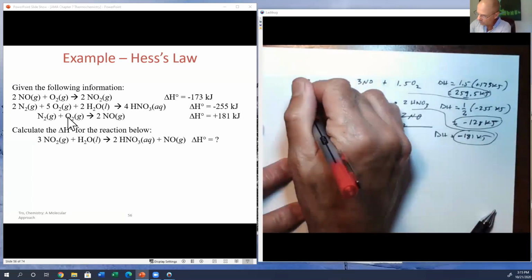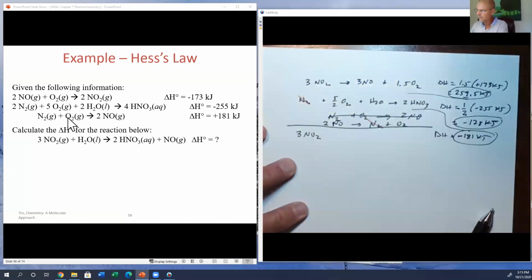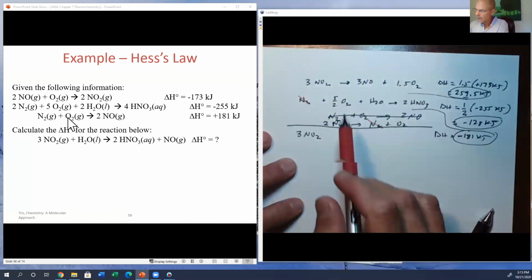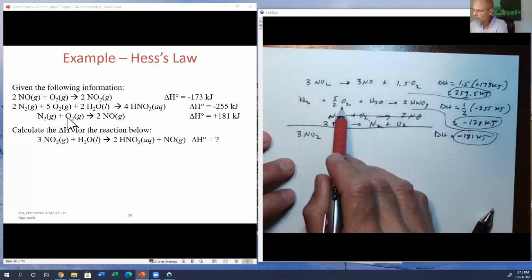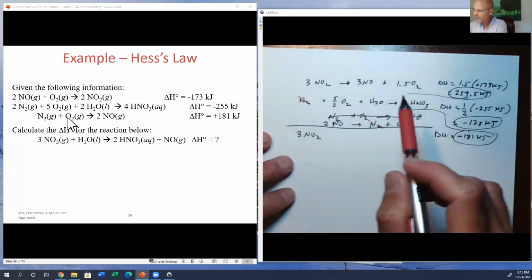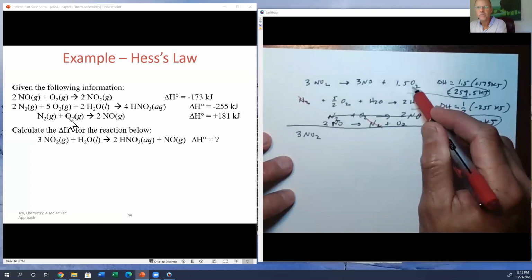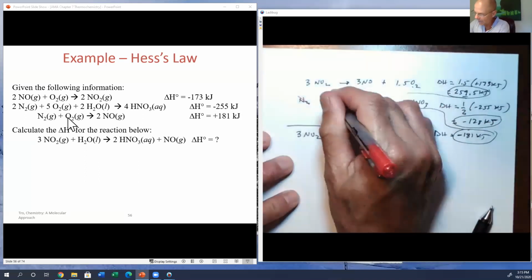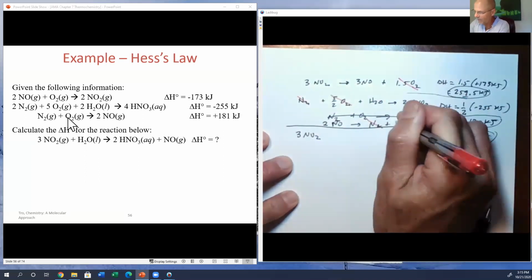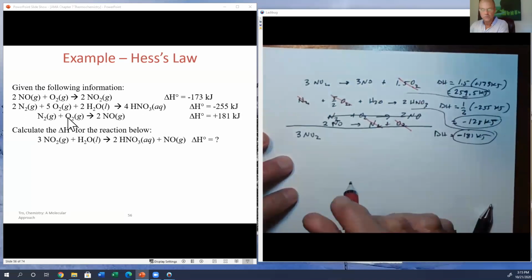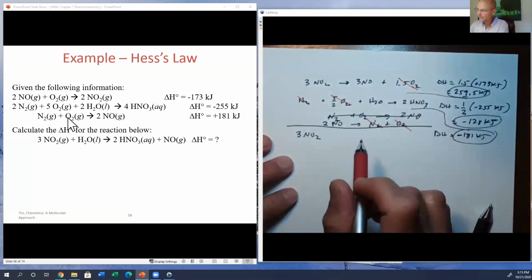The N2 and the N2 cancel, right? 5 halves O2 on the left, and then I have O2 plus 1.5 O2, right? So that's the same thing, right? That's also 5 halves O2, so that's going to cancel with the sum of this and that, right? So there's nothing else there.